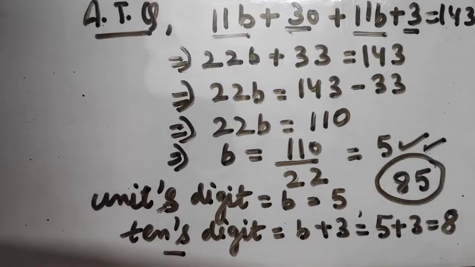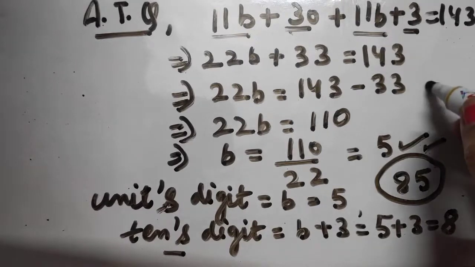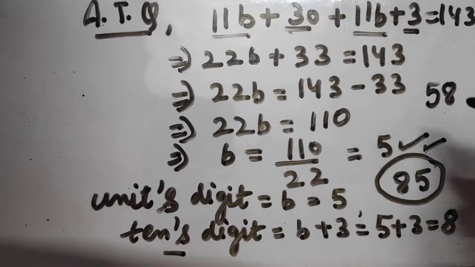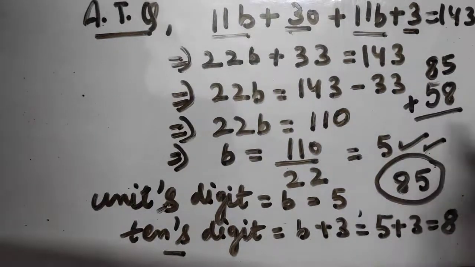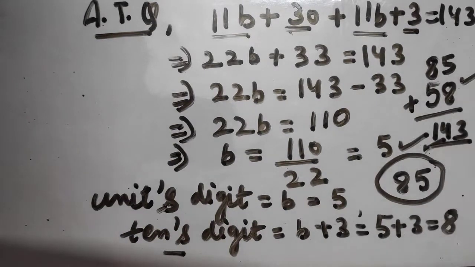Now after interchanging the digits, what will be my number? 58. If I am adding these two numbers, 85 and 58, I am getting 143. So this is the verification part. I hope, dear children, you have understood this question.